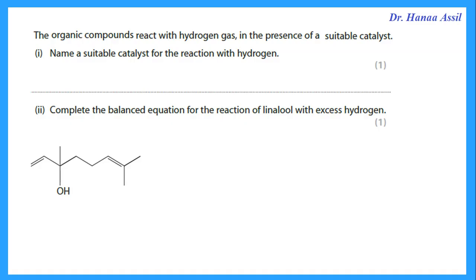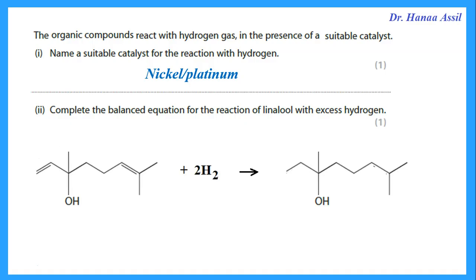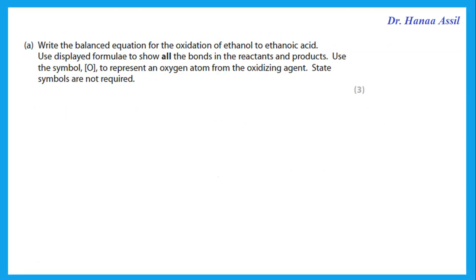The organic compounds react with hydrogen gas in presence of a suitable catalyst. Name a suitable catalyst for reaction with hydrogen. Of course, if I have an alkene and I react it with hydrogen, I need nickel catalyst or platinum catalyst. Complete the balanced equation for reaction of this with hydrogen. Remember, hydrogen will affect the alkenes. It will not affect the alcohol. So I need 2 molecules of hydrogen because I have 2 double bonds in the molecule.